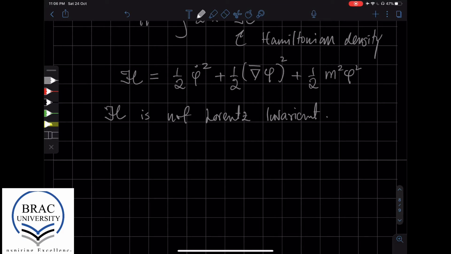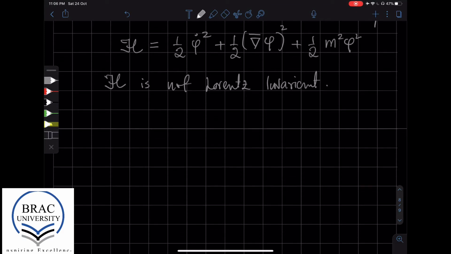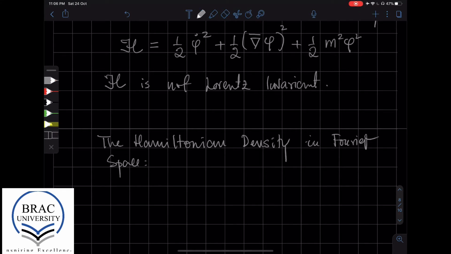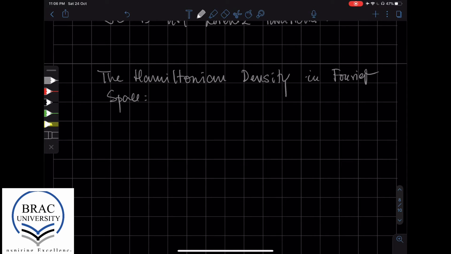So we can now express the Hamiltonian density in Fourier space. So what does this mean? This means that we know what the expression of phi is, and from that expression of phi in terms of a and a star, we can work out what the expression of pi is, because pi, as you remember, is nothing but phi dot. Then we can also evaluate the spatial derivative of phi, and then we can evaluate what the Hamiltonian is.